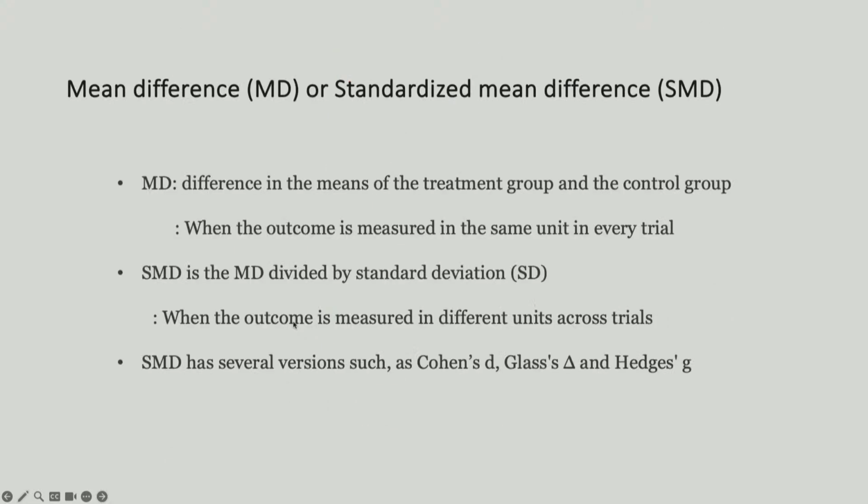Now, should we use the mean difference or the standardized mean difference? Both can be used, but the standardized mean difference is used when the outcome is measured in different units across trials. For example, somebody is measuring in kgs, and some studies are presenting their results in pounds. So how do we adjust the results of those studies? There you can use the standardized mean difference, because then the effect of different units is negated.